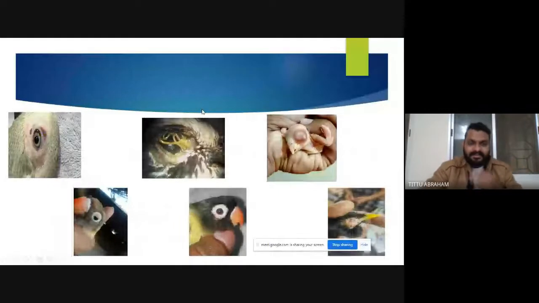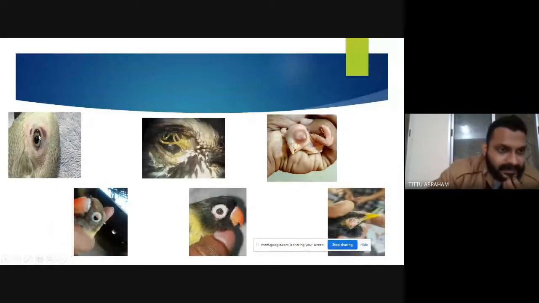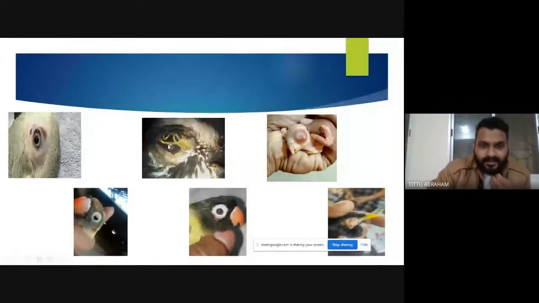So these are the images. In this grey parrot, you can see one eye worm here. It has severe itching, so that's why it has bruised its periorbital area. This is the eye worm in bustards. You can see them as big ones. This is due to E. coli infection.